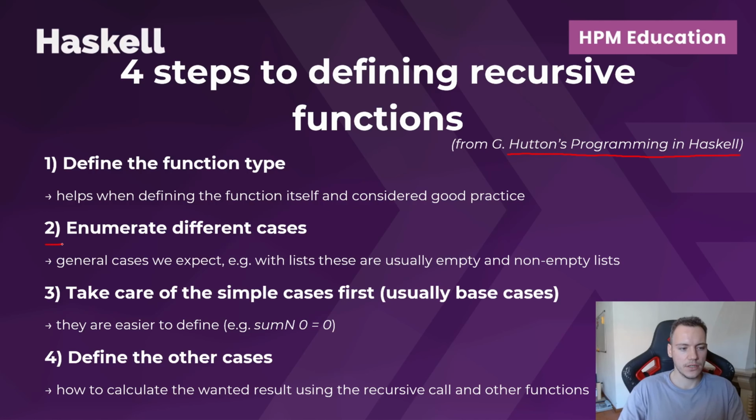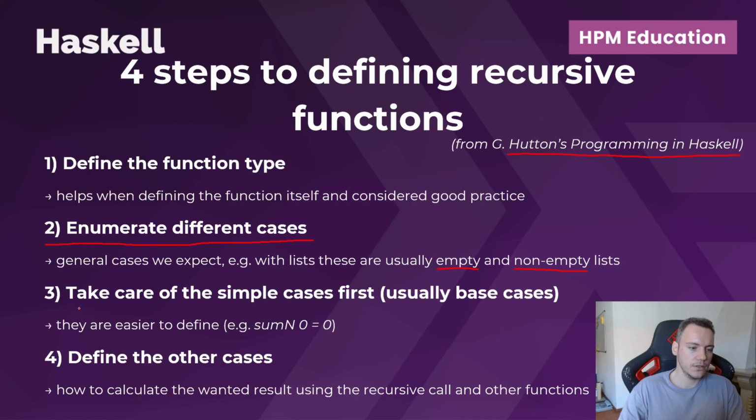The second step is to enumerate the different cases that we expect. Usually we can differentiate between the base case or the simple cases and the more complicated cases. For example, with lists, usually we can consider the case of an empty list versus a non-empty list, and we can enumerate those cases, not defining them, just listing what they might be. With an integer type of function, like the sum of natural numbers, our cases would be if the number is 0 or if it's any other number greater than 0.